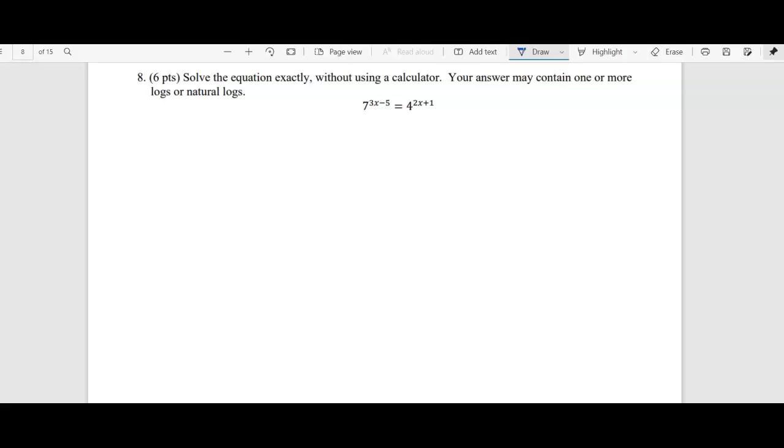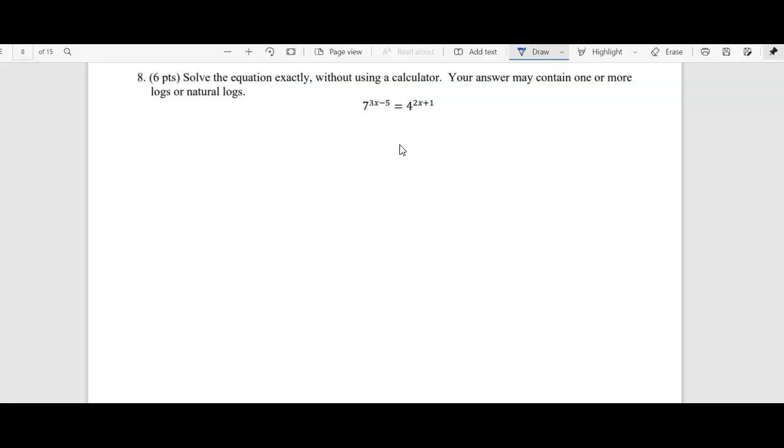Solve the equation exactly without using a calculator. Your answer may contain one or more logs or natural logs. So we have an exponential equation, and on both sides of the equation these exponentials have different bases, and they're not the same base numbers.